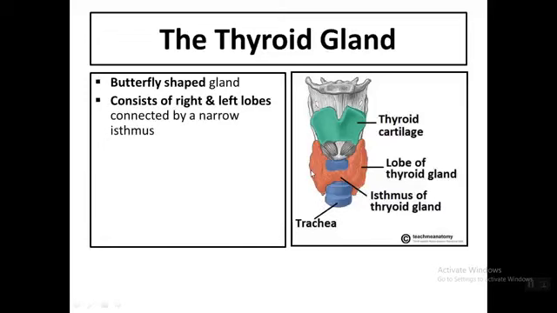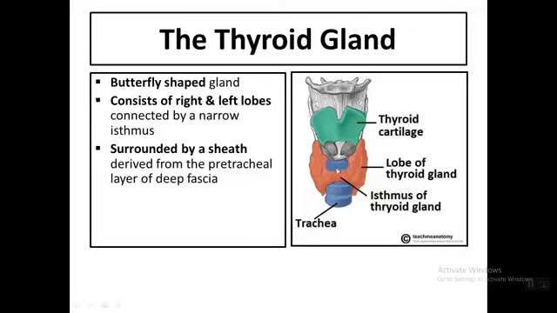It consists of right and left lobes connected by a narrow midline isthmus. This is the isthmus that connects the two right and left lobes. This gland is surrounded by a sheath. This sheath، مثل ما عرفنا من المحاضرات الأولى، is derived from the pretracheal layer of deep fascia.